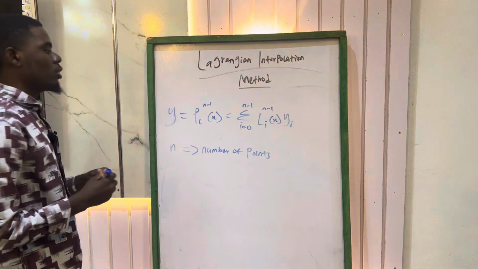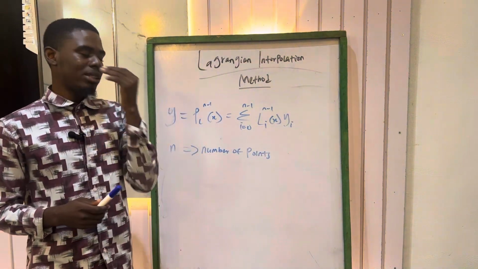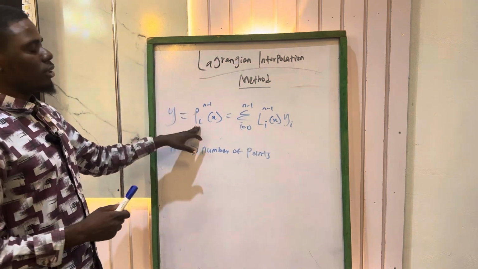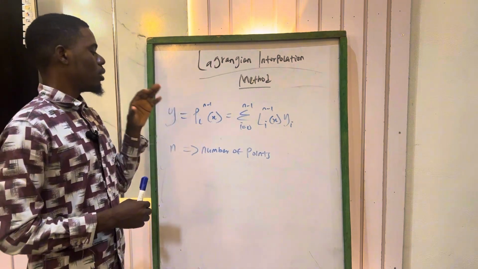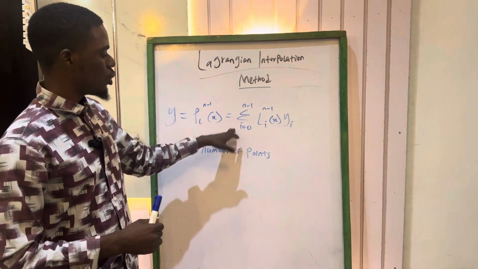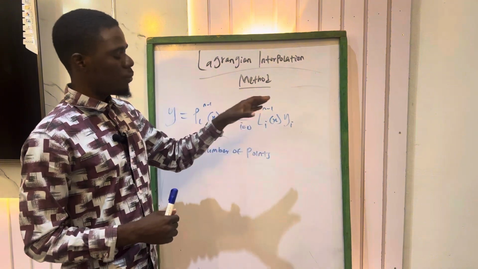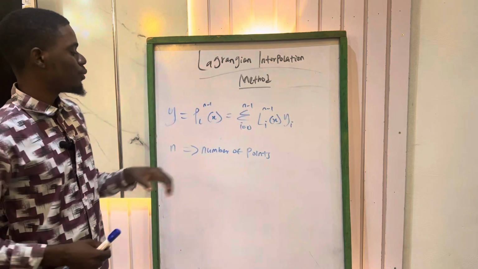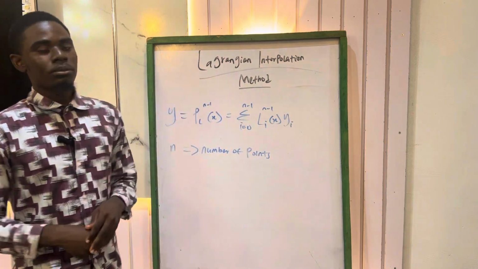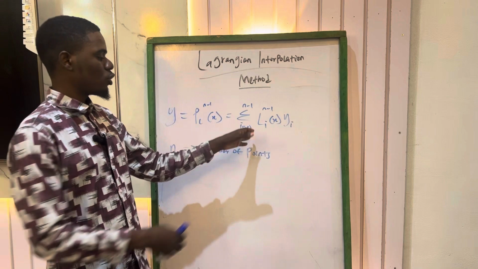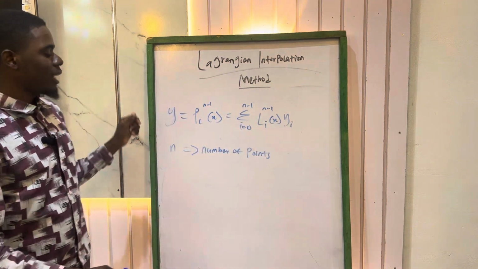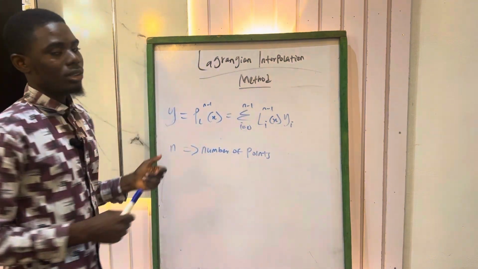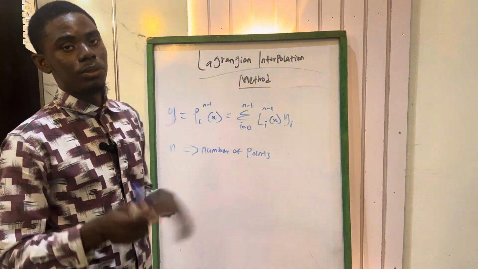According to the Lagrangian interpolation method, y = P_L^(n-1)(x), which is a function of x, equals the summation of L_i(x) raised to the power of n - 1, multiplied by y_i, where i ranges from 0 to n - 1. If you can get this, you can get the summation of these data points, which means we can get the same equation that represents the same curve, but using a different approach. Now we're going to apply this equation to the previous question that was solved.